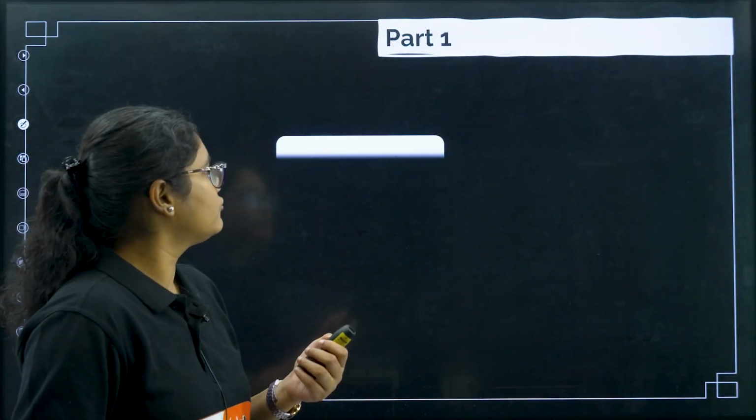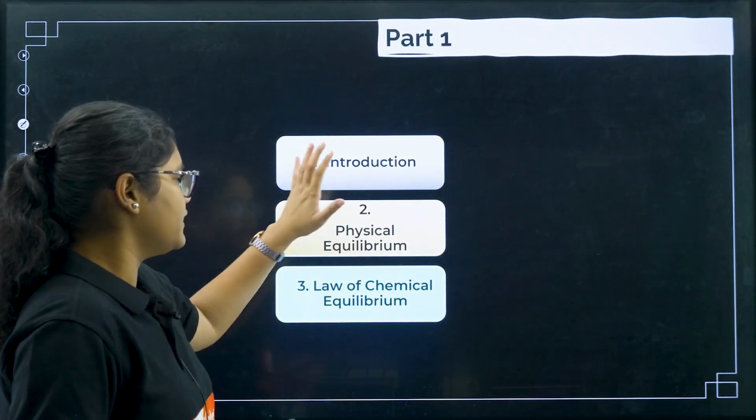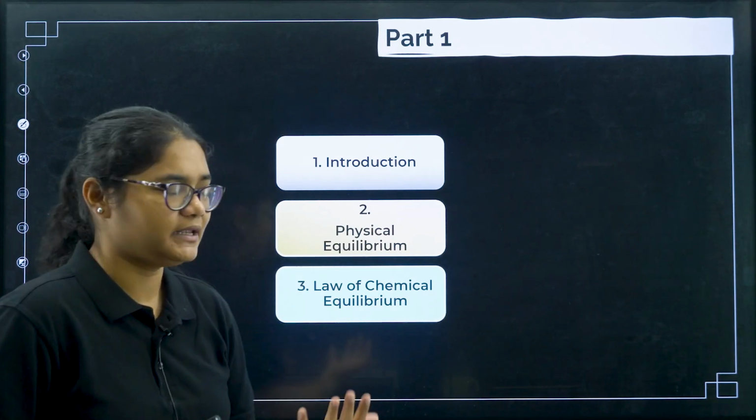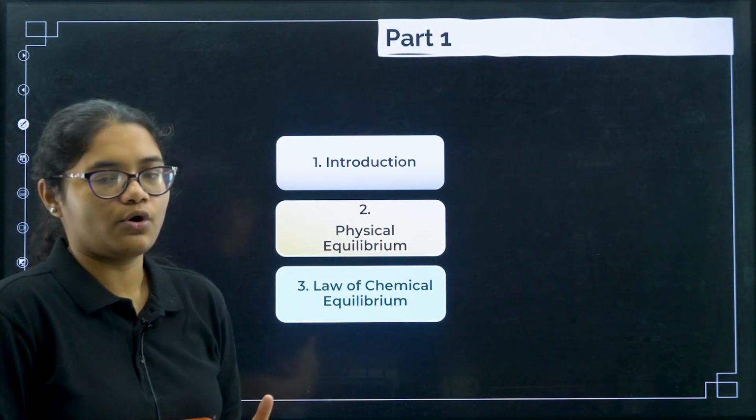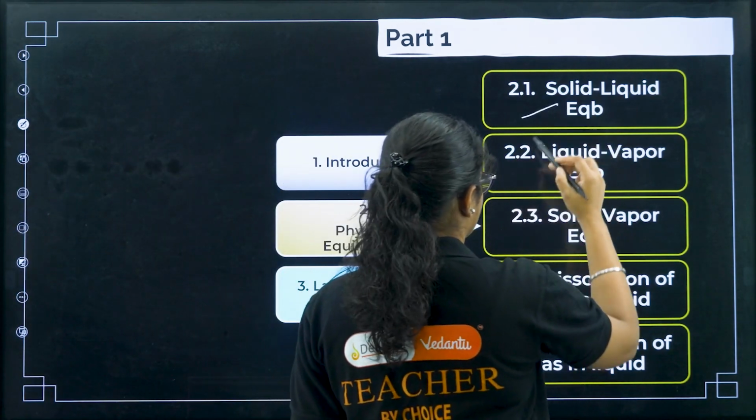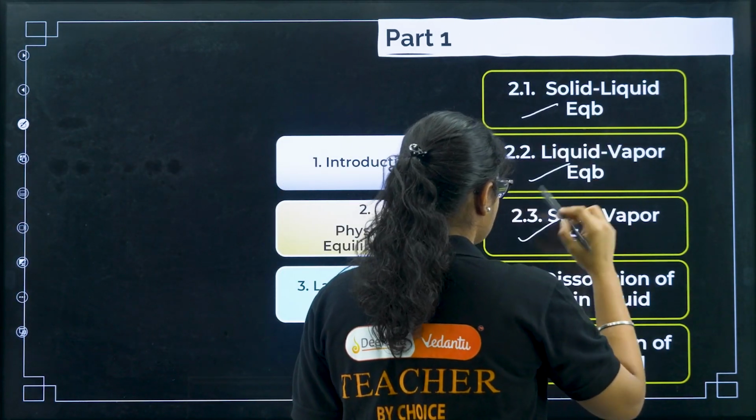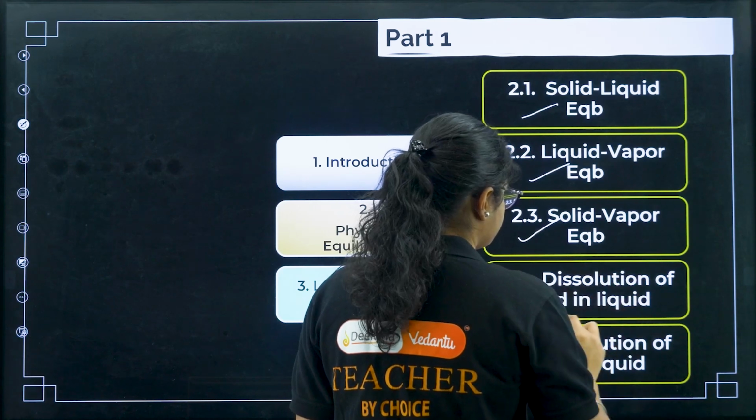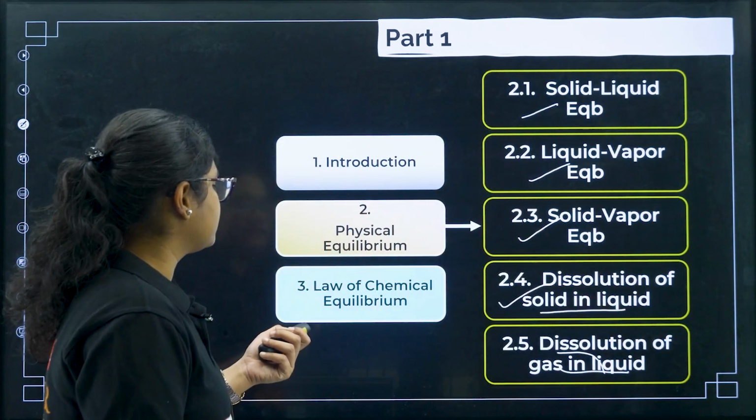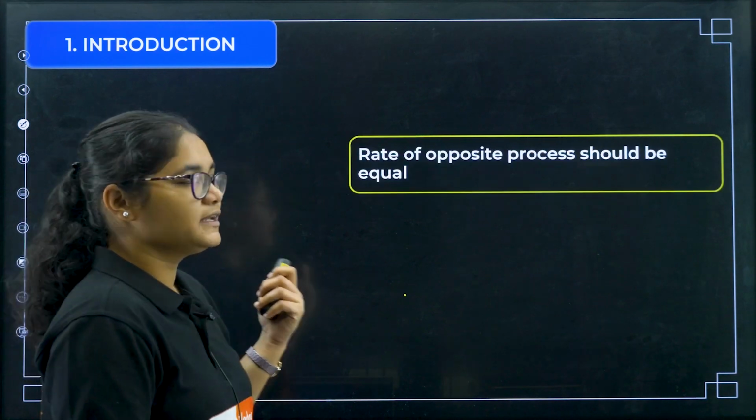Now coming to today, we are going to discuss the introduction. I'll be telling you what exactly equilibrium is, what it means, then physical equilibrium and law of chemical equilibrium. In physical equilibrium, we'll be seeing solid liquid equilibrium, liquid vapor equilibrium, solid vapor equilibrium, dissolution of solid in liquid, and dissolution of gas in liquid. Next, coming to the first thing, what is equilibrium?